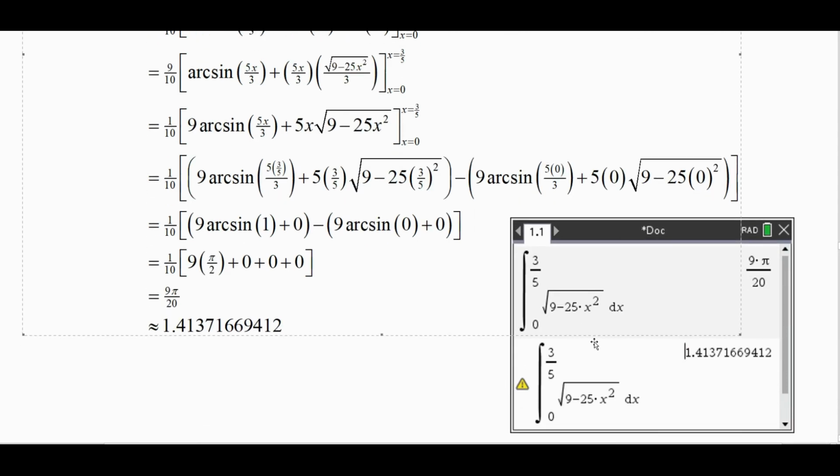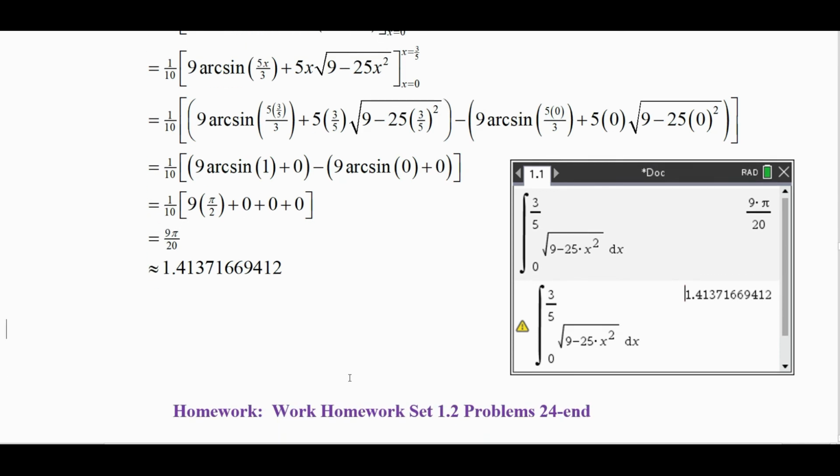Here I did it on a TI Inspire, and sure enough, we got 9 pi over 20 exactly, and I did it approximately, and we get the same decimal approximation. So that checks out.